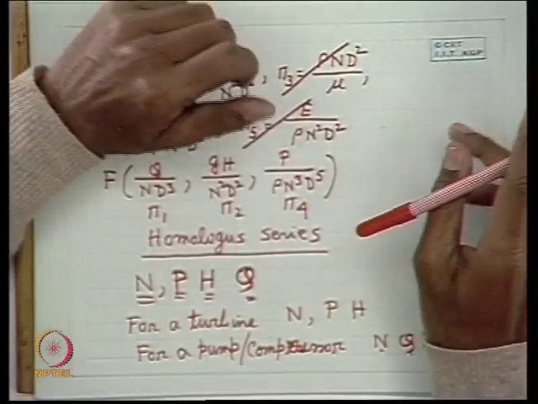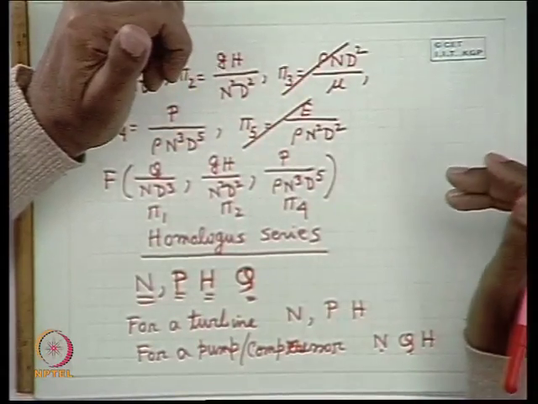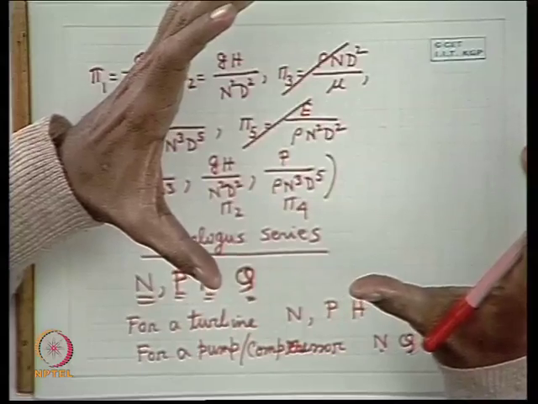So we try to find out a parameter, preferably a dimensionless parameter, combining these performance parameters N, P, H, and Q, depending upon whether it is the turbine or compressor. And this parameter will be independent of the size of the machine, the rotor diameter D. So we search for such a parameter, how we can get a combination of N, P, H or N, Q, H as a dimensionless parameter from the existing pi terms we see.